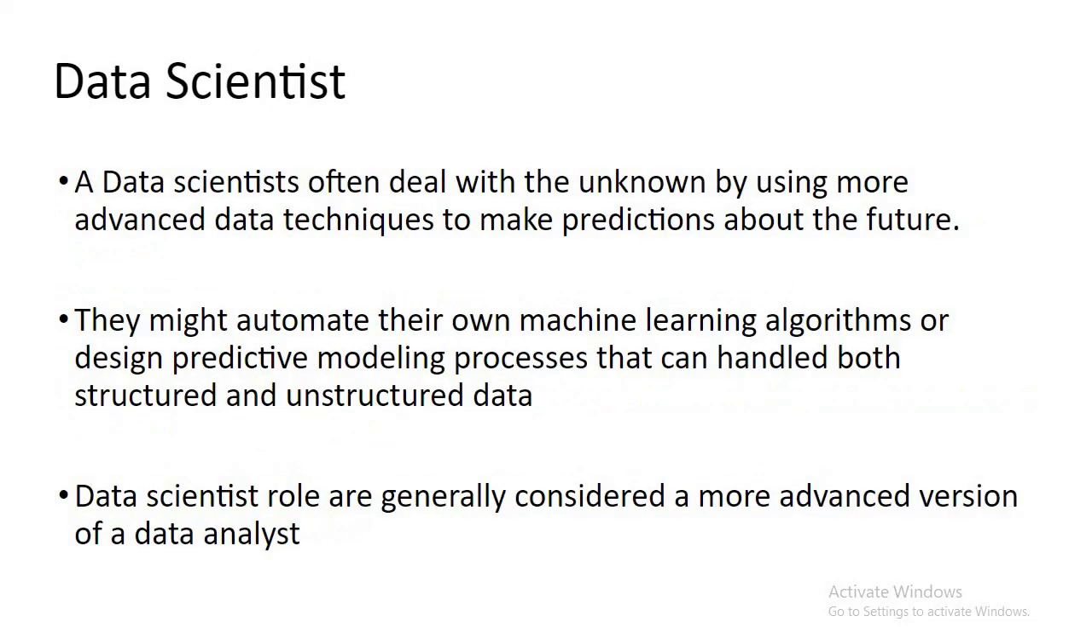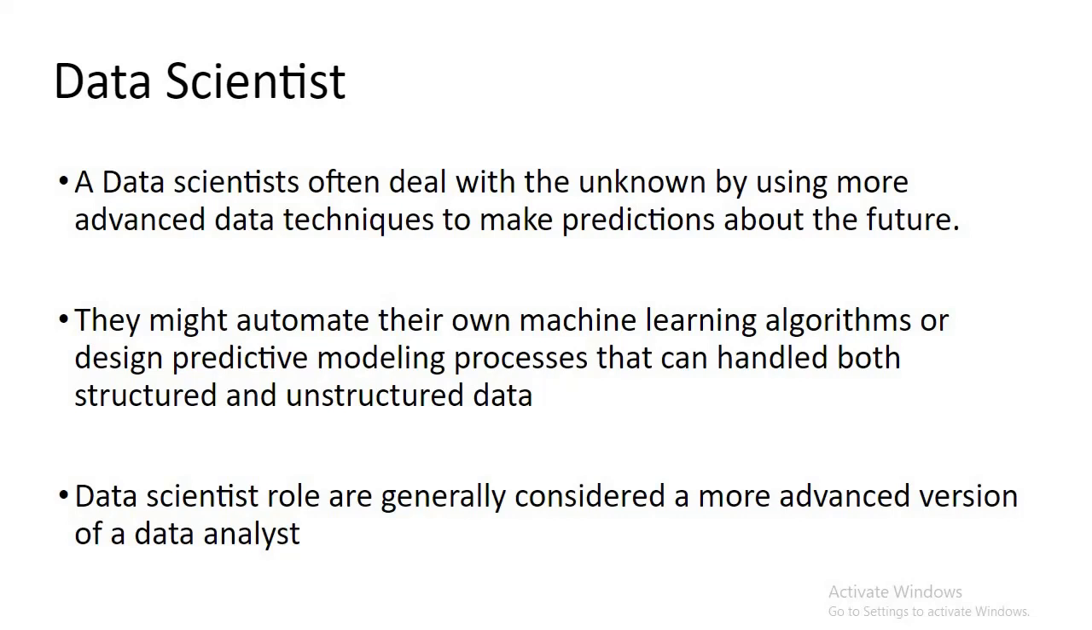Then a data scientist often deals with the unknown by using more advanced data techniques to make predictions about the future. Especially when you talk about a data analyst, they analyze data and give some insights that can be used in prediction. But when it comes to data scientists, they predict based on those data. They write advanced code to make predictions.